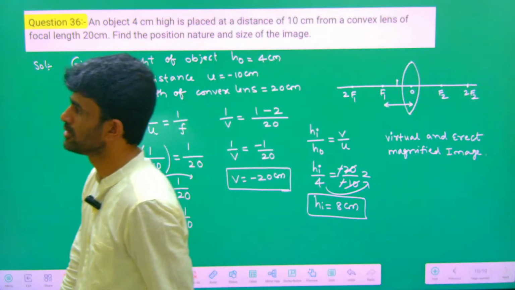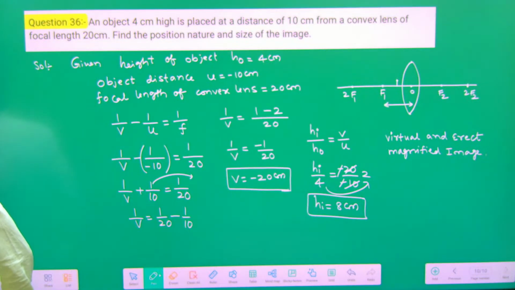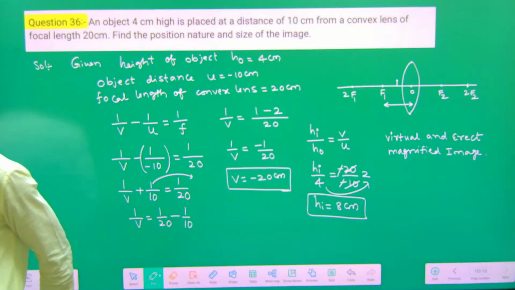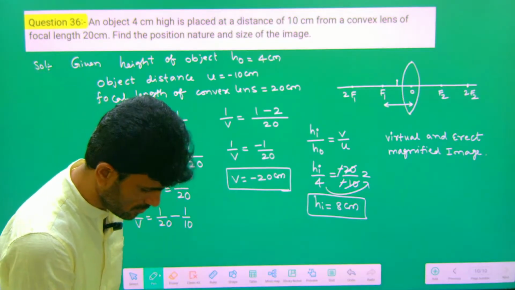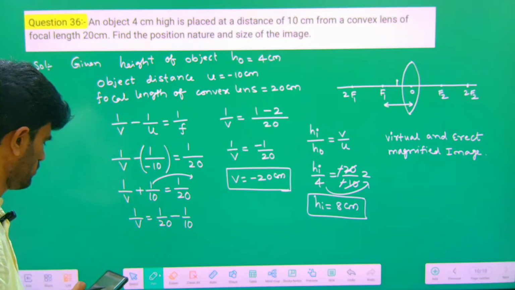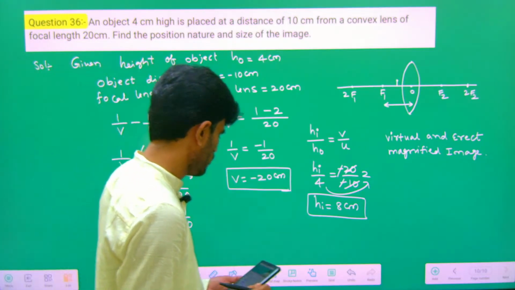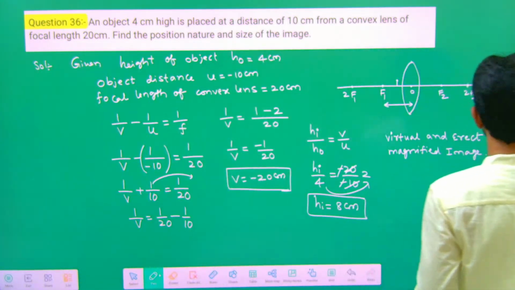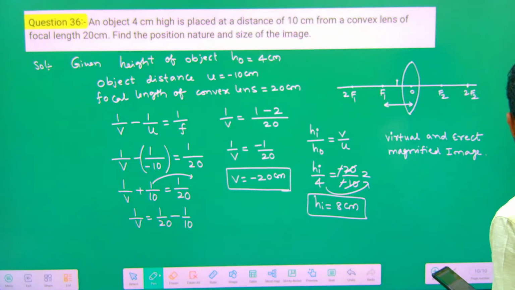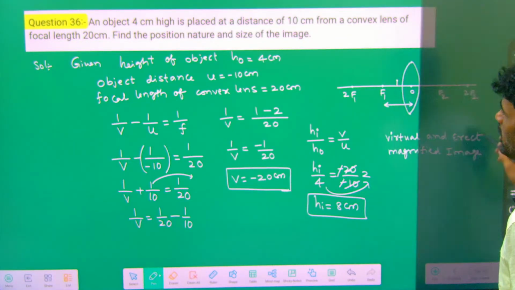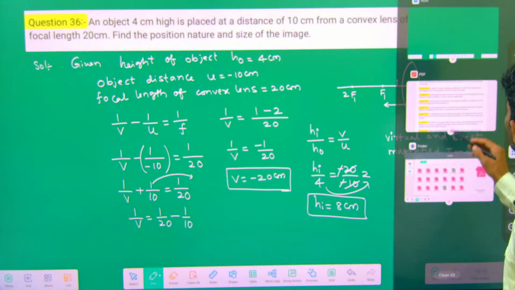Hope you understood this solution also. Hope all these up to here are clear. Now let's see one problem related to concave lens and then we continue.